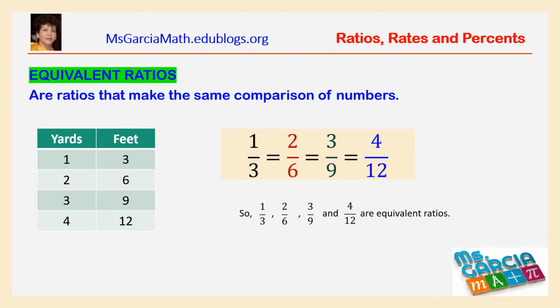Equivalent ratios are ratios that name the same comparison. If two ratios have the same value when simplified, then they are called equivalent ratios.